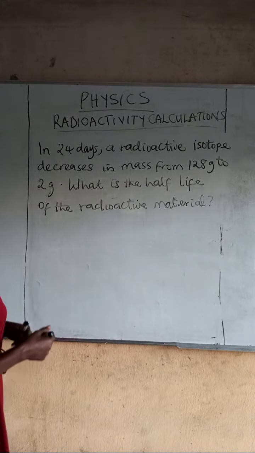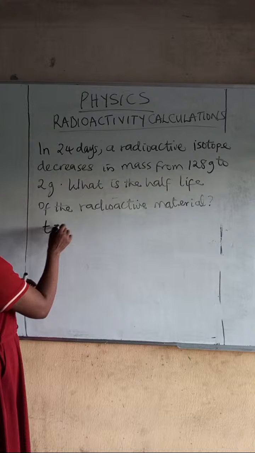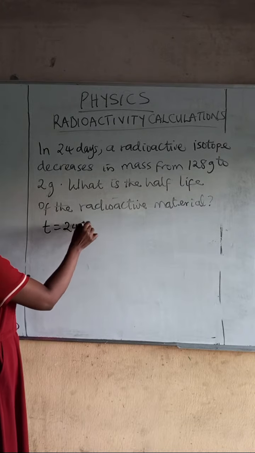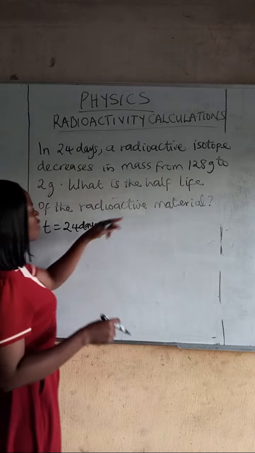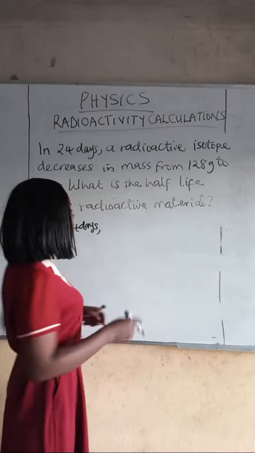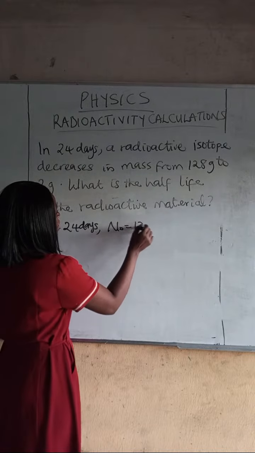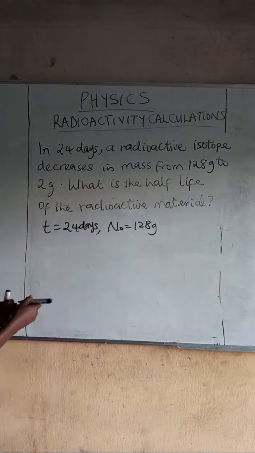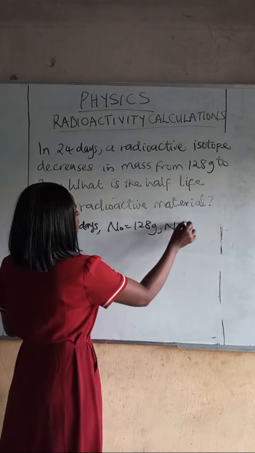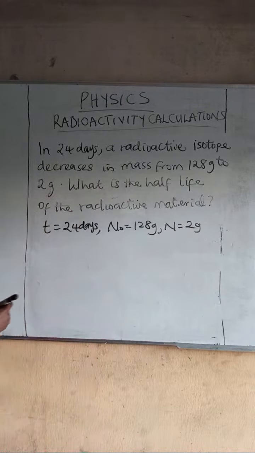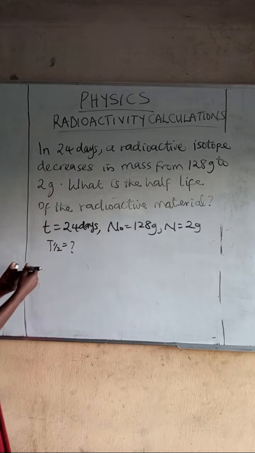Now, for us to solve this question, the time given here is 24 days, right? Then there's a decrease in mass from 128 grams. That is the original amount, N naught, equal to 128 grams. Then to this, 8 grams. This becomes my N. So what is my half-life? That's what we are looking for.